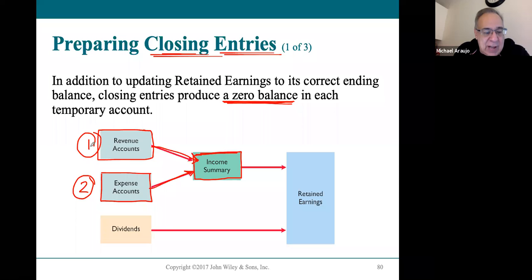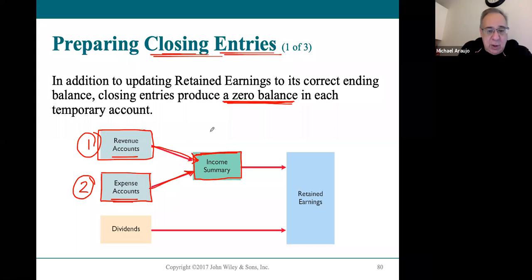So after the first two steps, we have a zero balance in our revenue account, and we have zero balances in every single expense account. Every single expense account needs to be zeroed out, which means every single expense account is going to get a credit for the amount that's on the debit side. When the debit side and the credit side equal, the balance is zero. So just in these first two steps, we've closed all the revenue and expense accounts.